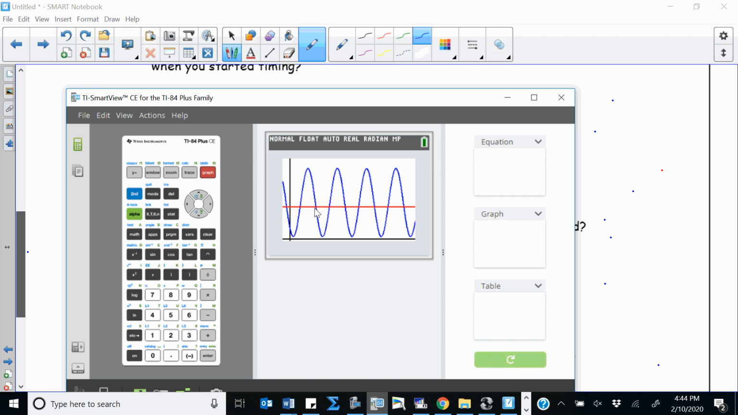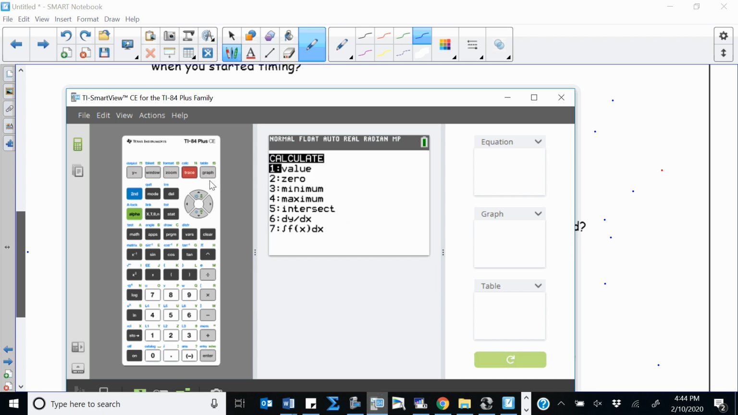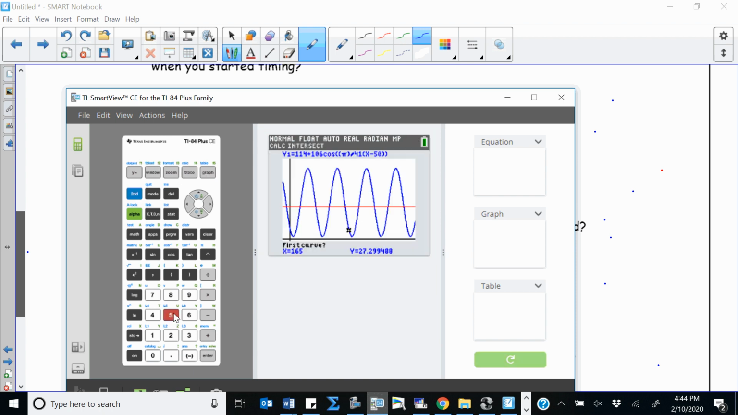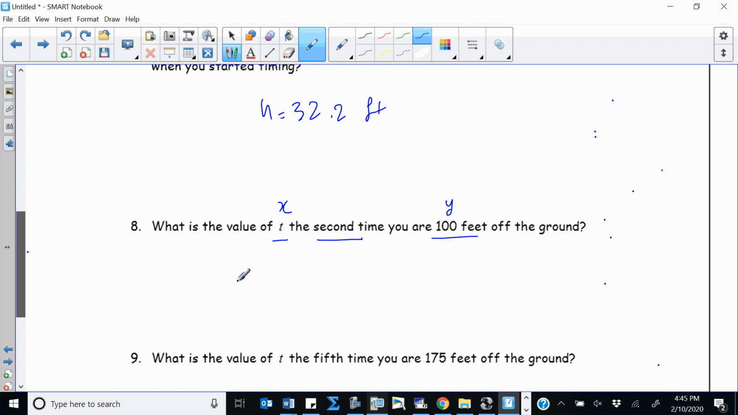So I need to find the intersect at this point. So I go second, trace, and number 5, which is intersect. Then first curve, just enter. Your calculator automatically is going to move on the curve. The second curve is going to go there, enter, and then you need to stay on top of the second point. So move the cursor to the intersect point, which is here, and it's 72.22. So when time is 72.22 seconds, the height is equal to 100 feet.